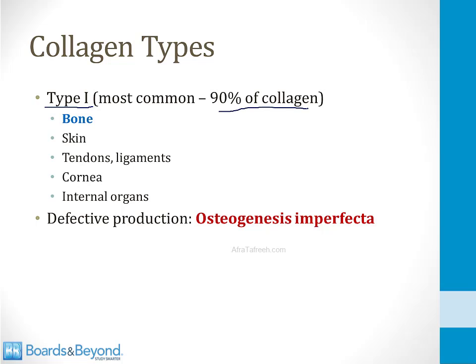This is found in a number of locations, including bone, and I've bolded the word bone because it's helpful if you remember that type 1 collagen is important for bone, because later we'll talk about a rare condition called osteogenesis imperfecta, which is also called brittle bone disease. This condition results from abnormal formation of type 1 collagen, and it leads to frequent fractures. Other locations for type 1 collagen include the skin, the tendons, and ligaments. You can find it in the cornea of the eye. You can also find it in some internal organs.